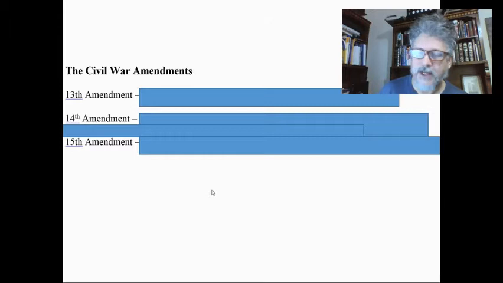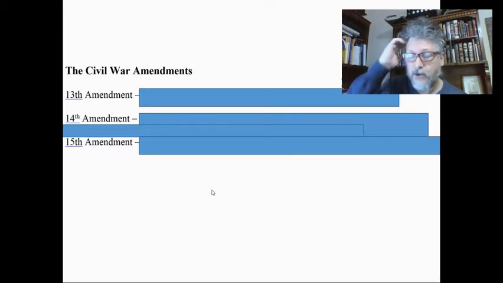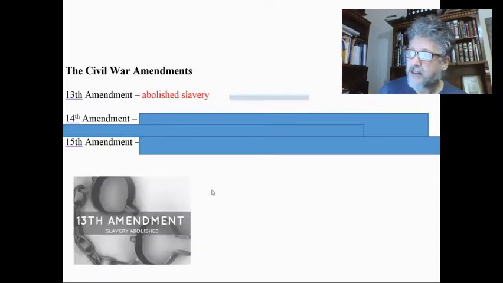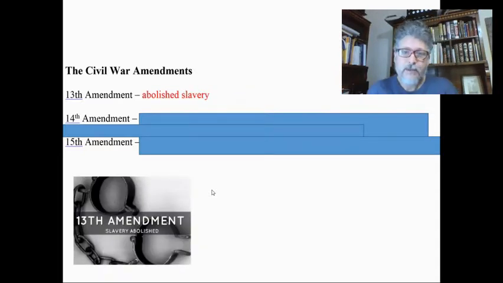So the first thing we're going to study is the Civil War amendments. That's the first thing we studied when we first started the course. After the Civil War, there were changes made to help African Americans in the South. So the 13th Amendment abolished slavery. You're going to write down what's in red. I'm walking you through it because I want to make sure you get the right review in your hands before we take the test.